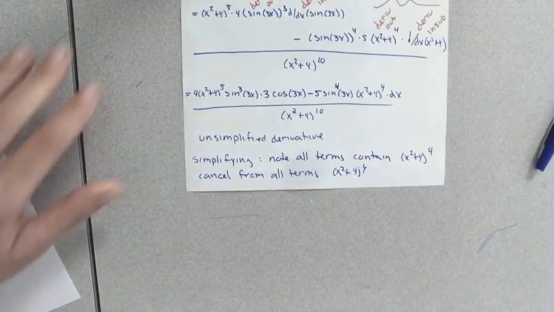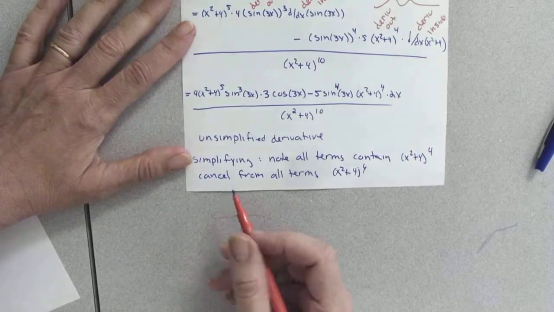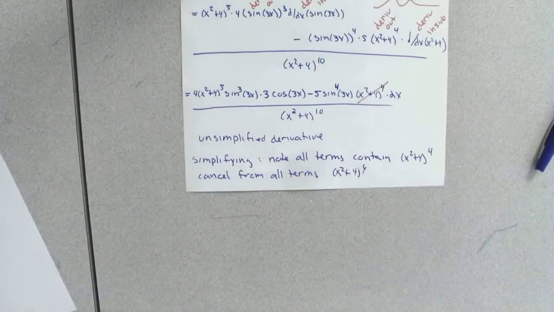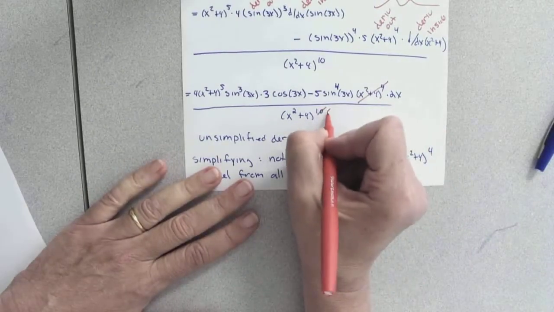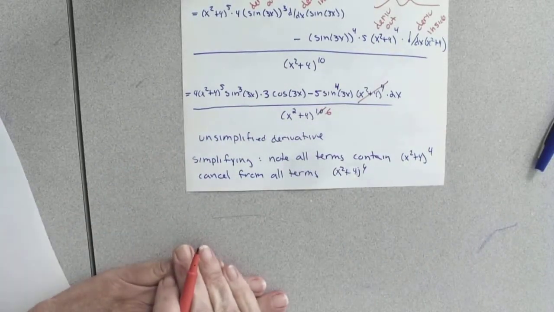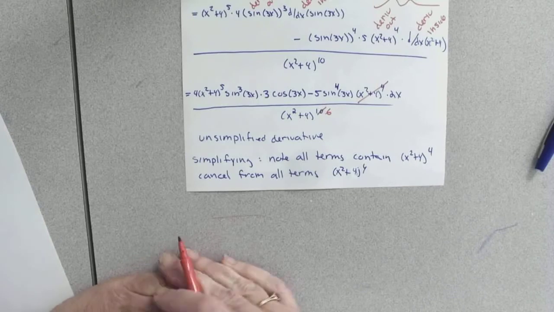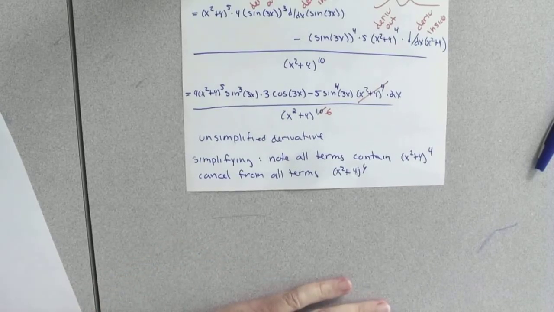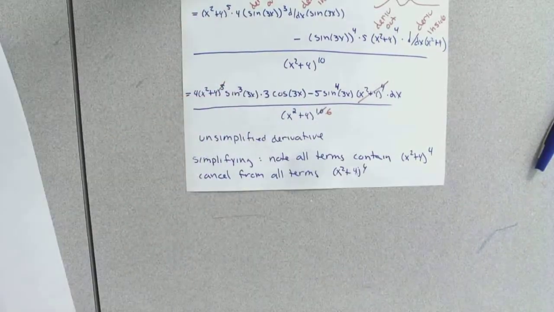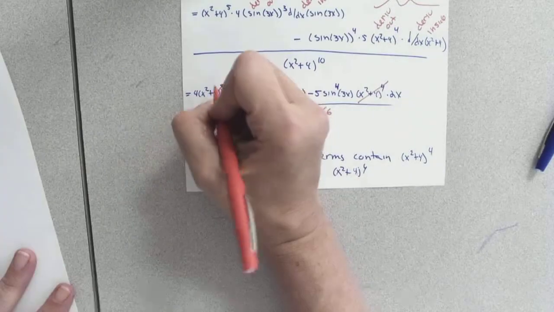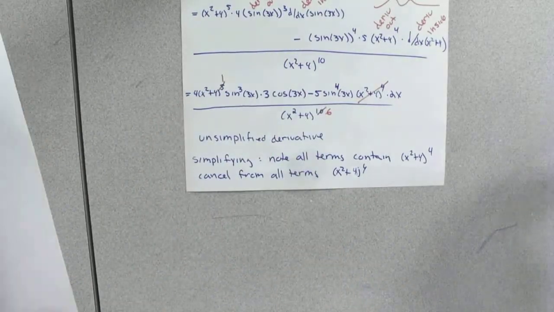So doing that, canceling x squared plus 4 to the 4th from everybody. So that one is completely gone. I had 4, I'm canceling or dividing out 4. I had 10 of the factors, canceling or dividing out 4 of them, so it'll be 6 left behind. Same idea here. I had 5 of those factors. I'm canceling or dividing out 4, so there'll be 1 left behind.